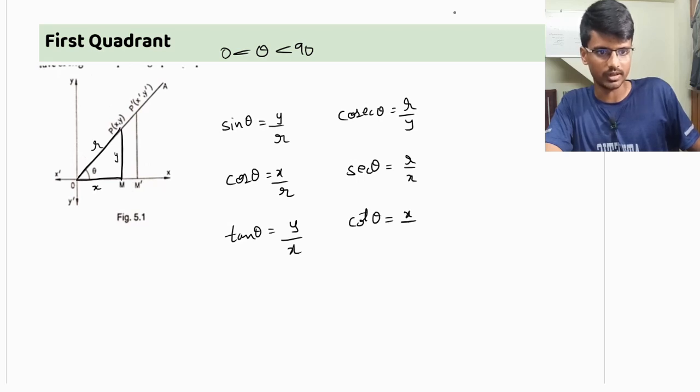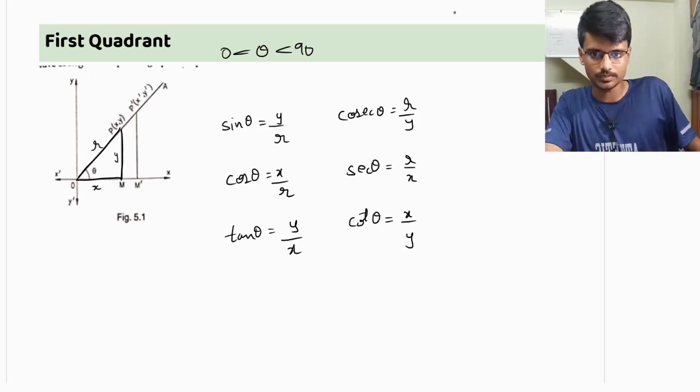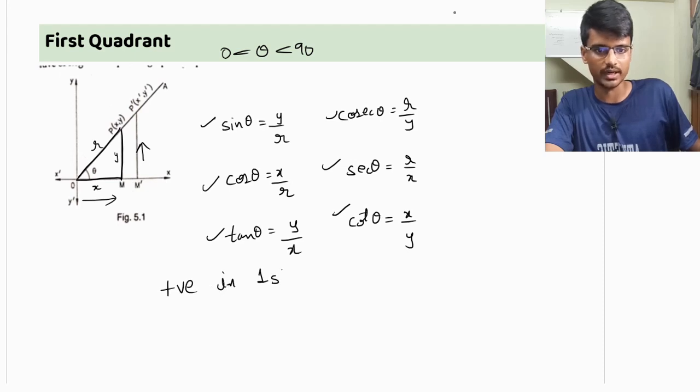x by y. Here, if you notice, x is positive because it is the positive x direction, and y is also positive. So all the trigonometric functions, sine theta, cos theta, tan theta, cosec theta, sec theta, cot theta, are positive in the first quadrant. Very important. In the first quadrant all are positive. This is the main thing that you need to know.